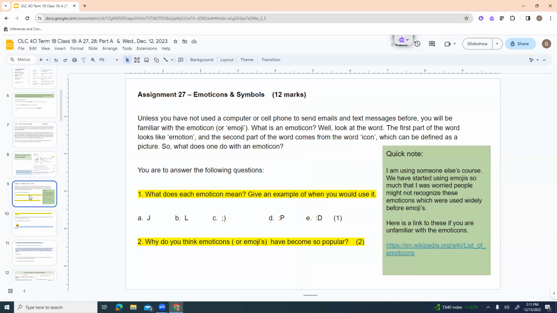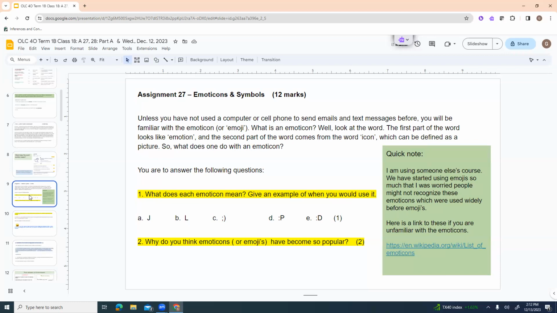Okay, so assignment 27 is called emoticons and symbols. Unless you've not used a computer or a cell phone to send emails or text messages before, you'll be familiar with the emoticon or emoji. Now, this was written a little while ago, and they've used the older fashioned word. I don't know if this is even really used commonly anymore. Emoticon, the first part of the word looks like emotion, and the second part comes from the word icon, which is defined as a picture.